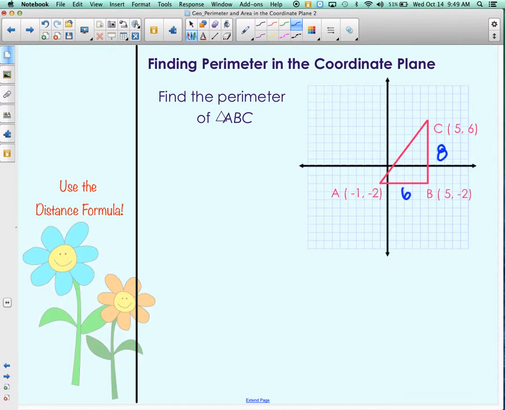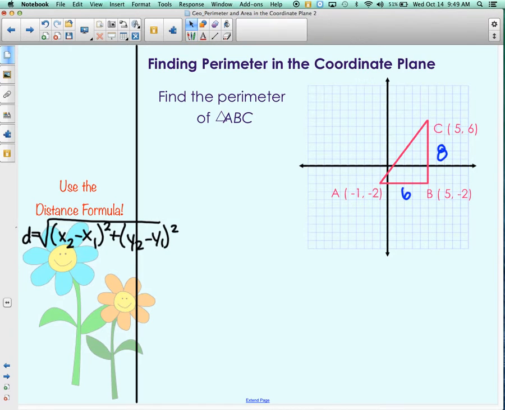However, my problem lies with AC. I don't know the distance of AC. I can't just count the boxes. We're looking for perimeter, by the way. So guess what I'm going to do? Use the distance formula. Remind me, what is it again? The radical of x2 minus x1 quantity squared plus y2 minus y1 quantity squared. Awesome. Alright, so let's find AC using the distance formula.